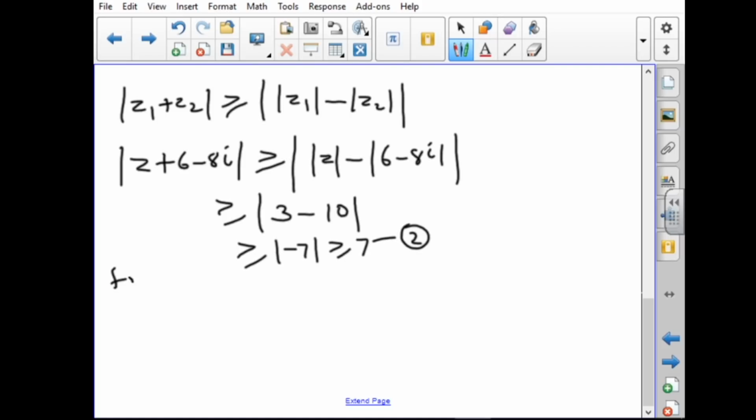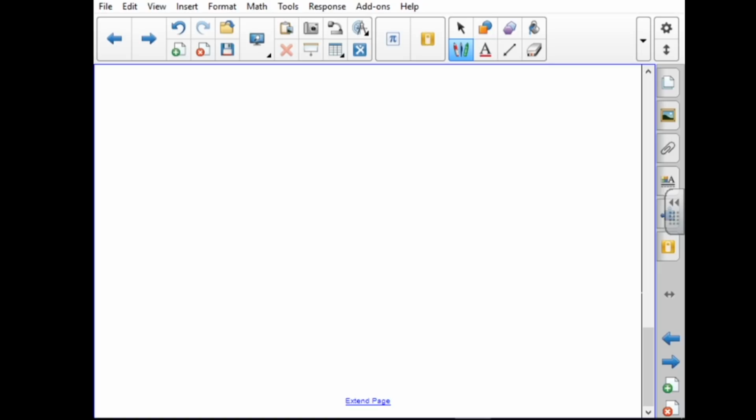So, from 1 and 2 we get 7 is less than or equal to modulus of Z plus 6 minus 8I, which is less than or equal to 13. Similarly, we can do the next question also, that is question number 15, but it will be a little different.